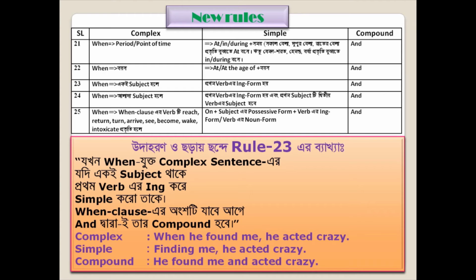Rules number 24. When there is when in complex and the subjects of the both clause are different, you will have to use the ing form of first verb of the first clause in simple and only and in compound.